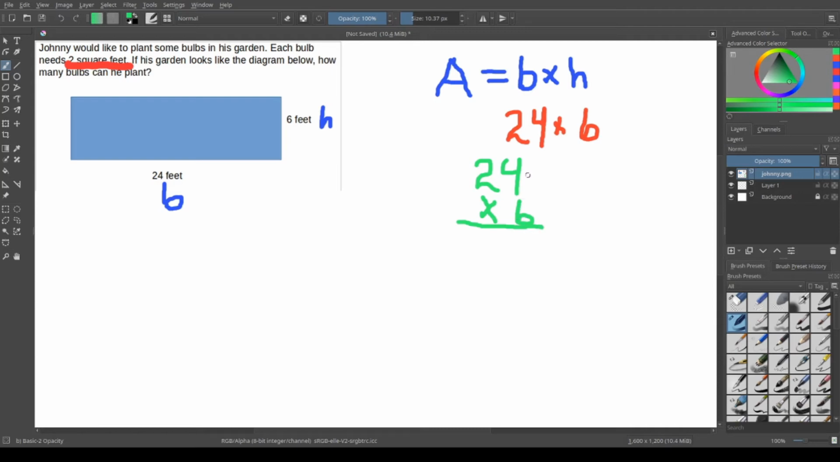24 times 6. I'm sorry, 6 times 4 is 24, as I just now said. I have to carry that 2. 6 times 2 is 12, plus 2 is 14. And that is the area of this rectangle. We have to do some other math to it, but that's the area.